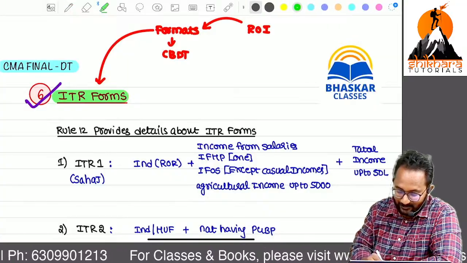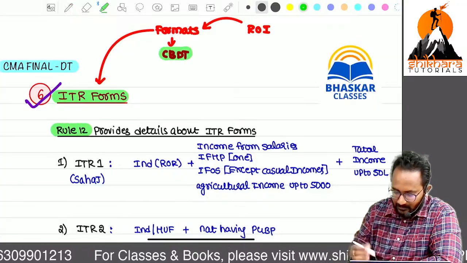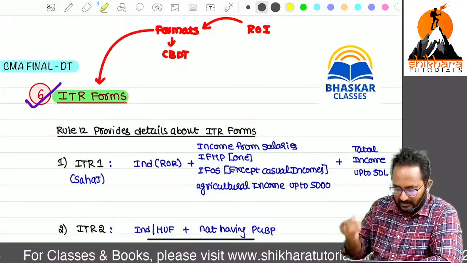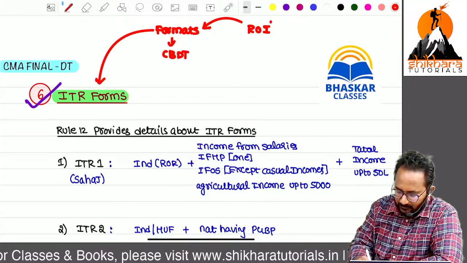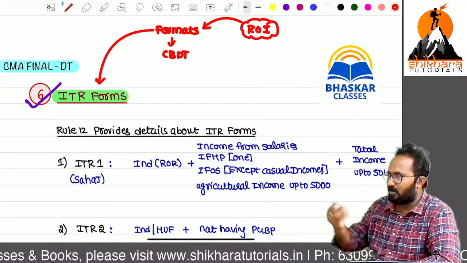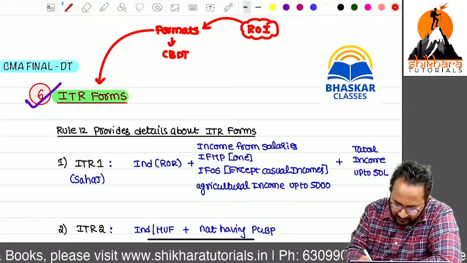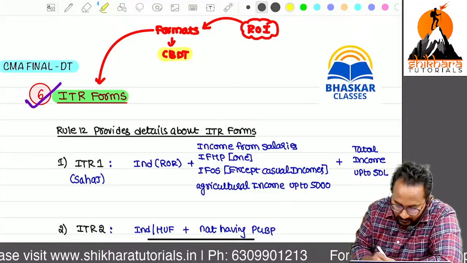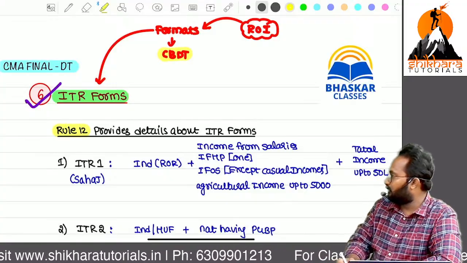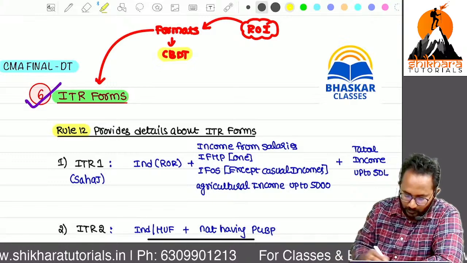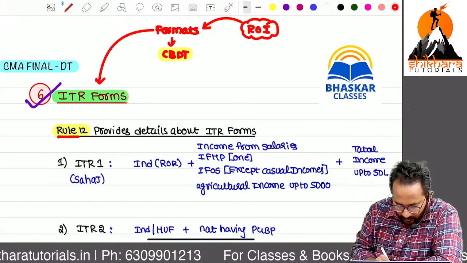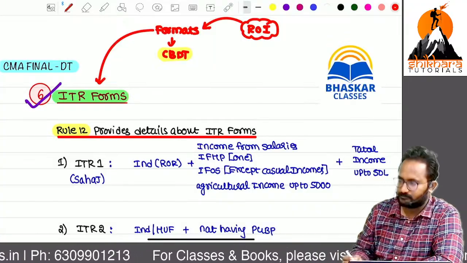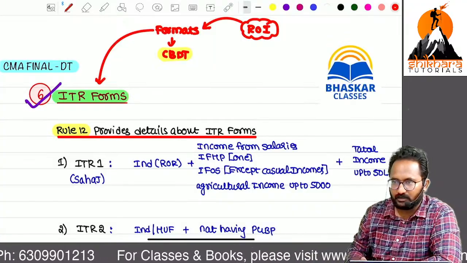I think you already know rules are for proper administration of the Act. CBDT can give the rules. Now you have an idea about the linking. In the Act they say you are required to file the return, but they do not say how. We can run the Act with the help of rules. Rules are given by whom? CBDT. What is the rule number? Rule number 12 provides the details about the ITR forms.